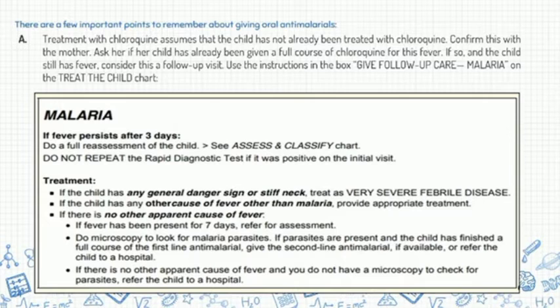First is that if fever has been present for 7 days, the patient would be referred for assessment. Second, do a microscopy to look for malaria parasites. If parasites are present and the child has finished a full course of the first-line anti-malarial, give the second-line anti-malarial if available, or refer the child to a hospital.